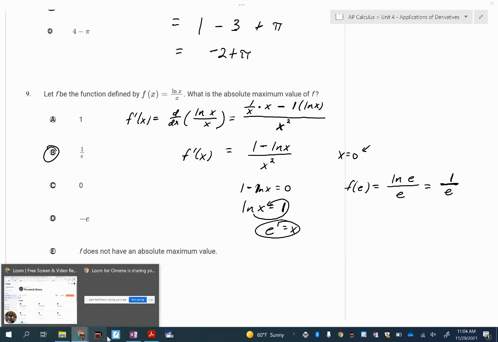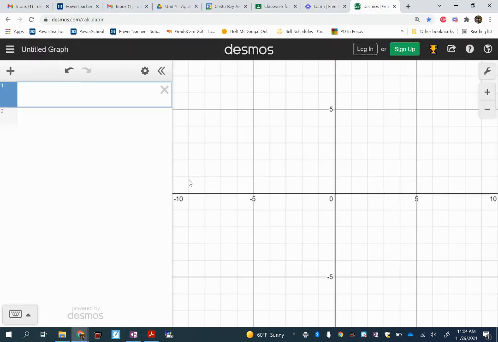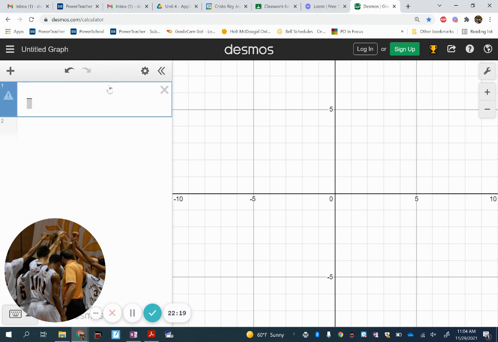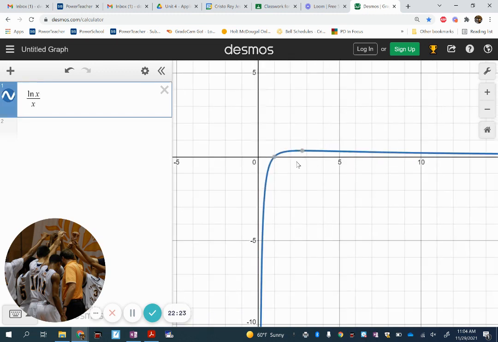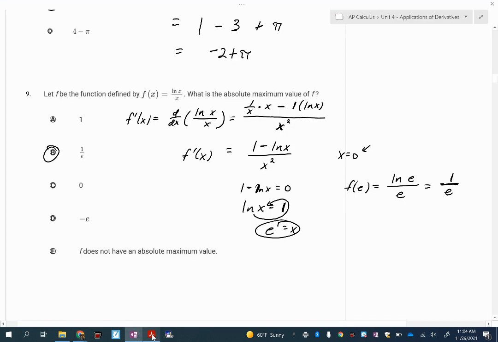So I'm going to type in the natural log of x over x. And if you look, you'll see that it's going to tell us where the maximum is. It's right here. Now you should notice that our x value is 2.718, which is approximately letter E, like we found. All right, but this question is not asking for the x value.